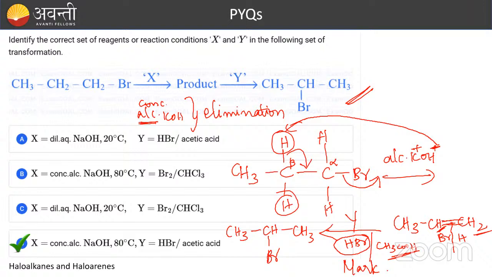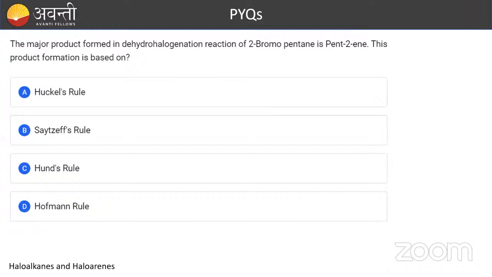Yes. So question number 3. The major product formed in the dehydrohalogenation reaction of 2-bromopentane is pent-2-ene. This product formation is based on Huckel's rule, Zaitsev rule, Hund's rule, Hoffman rule. Which is the correct answer? This is the correct answer. This is also the elimination reaction only.